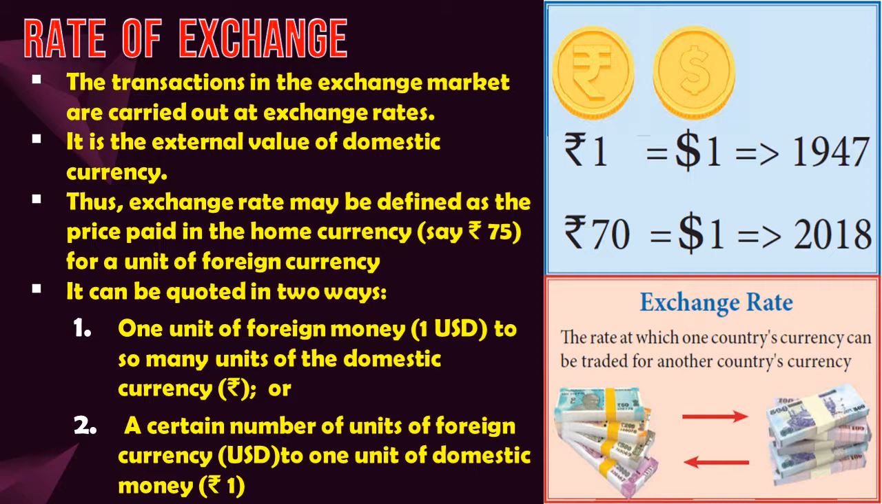So in 1947, 1 rupee is equal to $1, and in 2018, 70 rupees is equal to $1. See the exchange rate definition: the rate at which one country's currency can be traded for another country's currency. That rate is called the exchange rate.